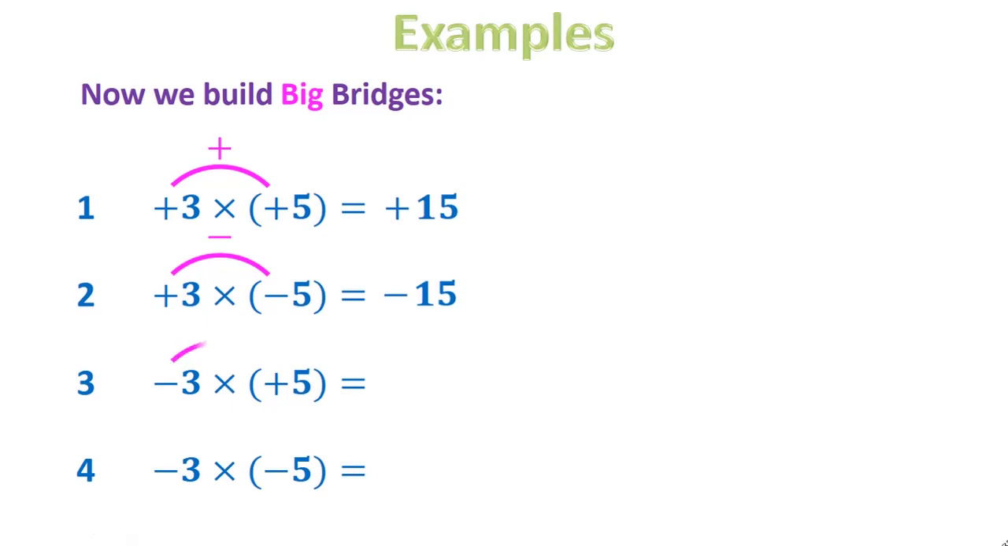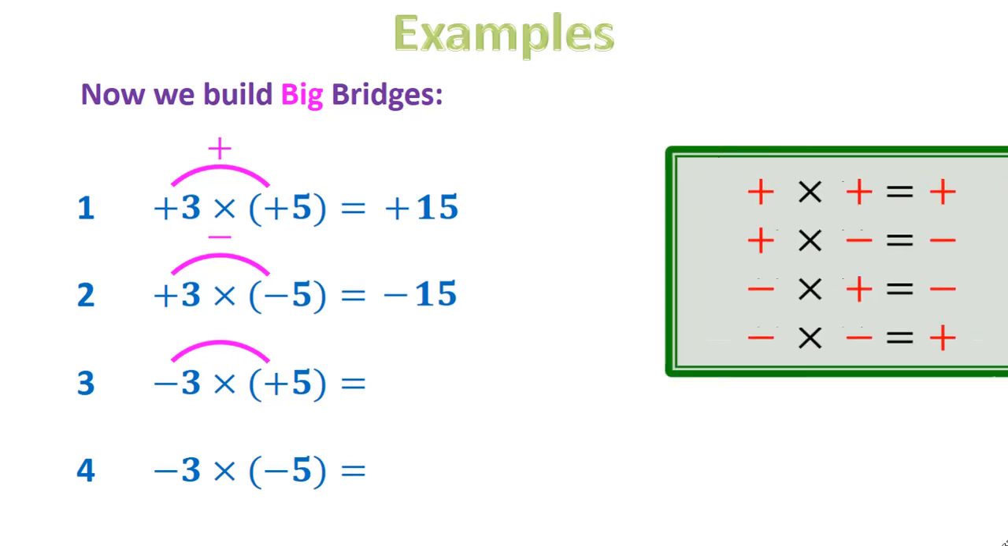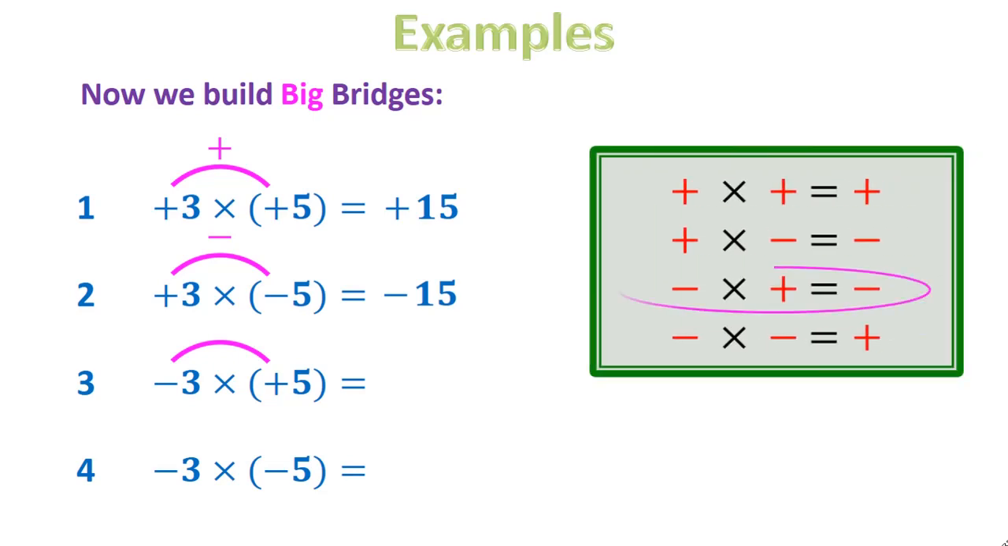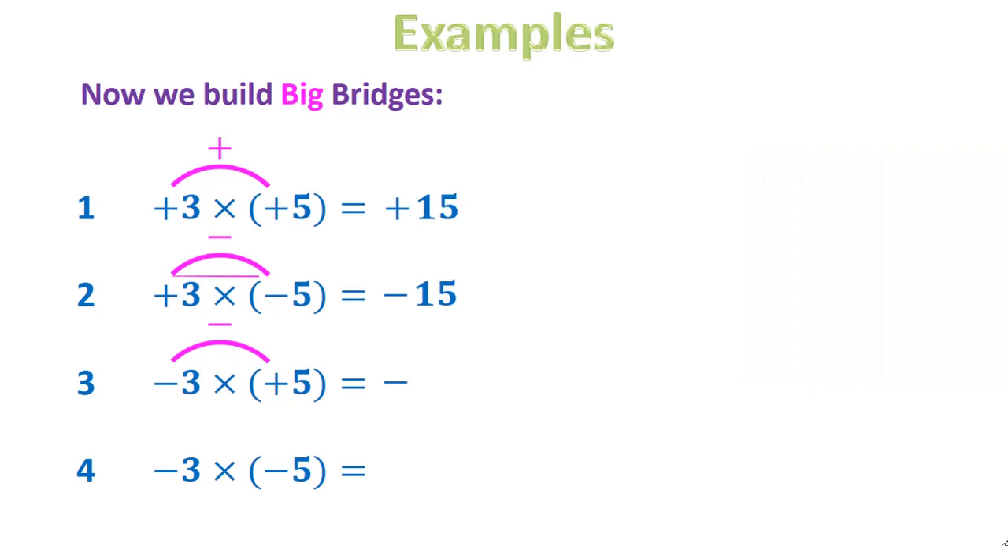Example number 3, again we build our bridge. A negative multiplied by a positive. We look at our table. Negative multiplied by a positive gives us a negative. And so my answer again will always be negative. 3 times 5 is 15.